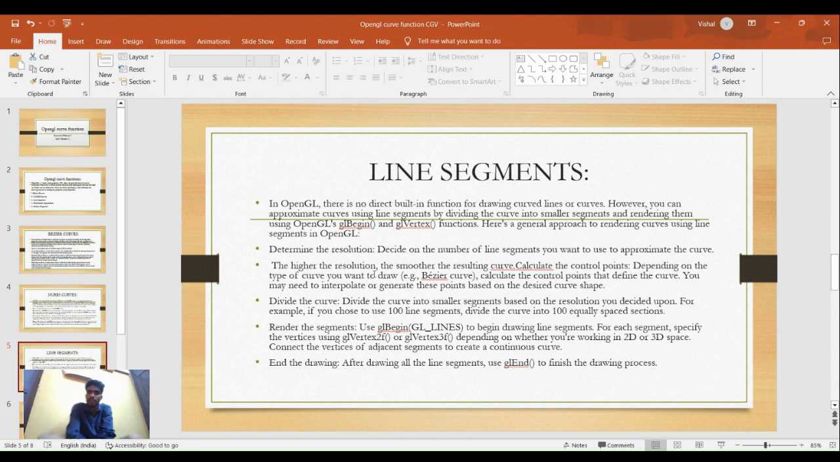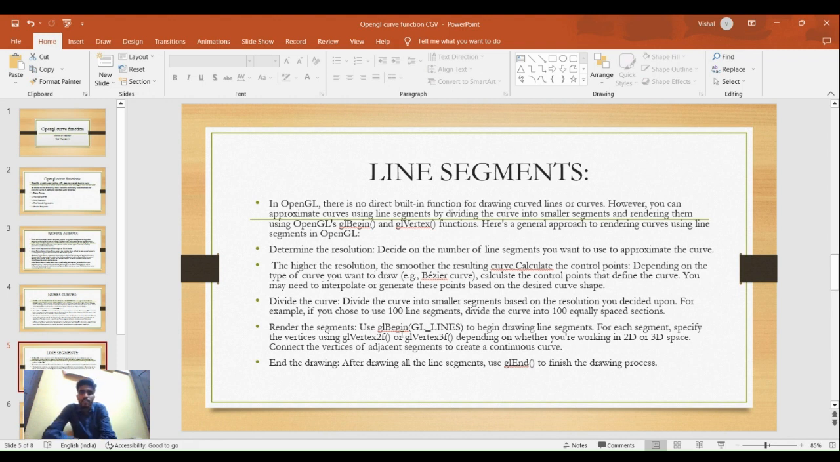Calculate the control points. Depending on the type of curve you want to draw, for example a Bezier curve, calculate the control points that define the curve. You may need to interpolate or generate these points based on the desired curve shape. Divide the curve. Divide the curve into smaller segments based on the resolution you decided upon. For example, if you choose 100 line segments, divide the curve into 100 equally spaced sections.